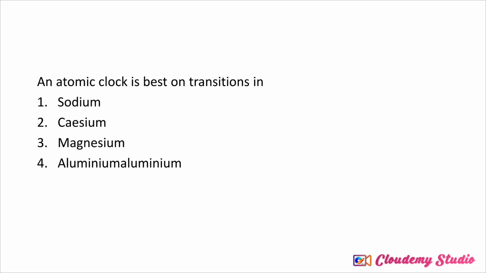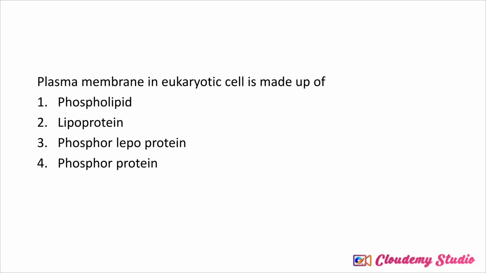An atomic clock is based on transitions of sodium, cesium, magnesium, aluminium. Option 2, cesium, is the right answer. Plasma membrane in eukaryotic cell is made up of phospholipid, lipoprotein, phospholipoprotein, phosphoprotein. That is phospholipid.